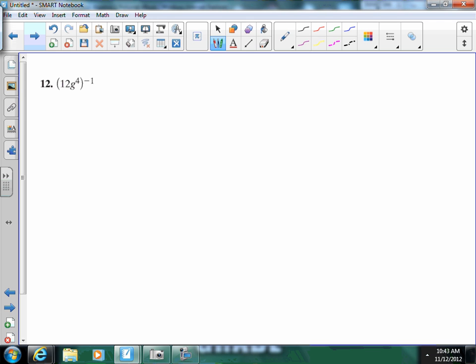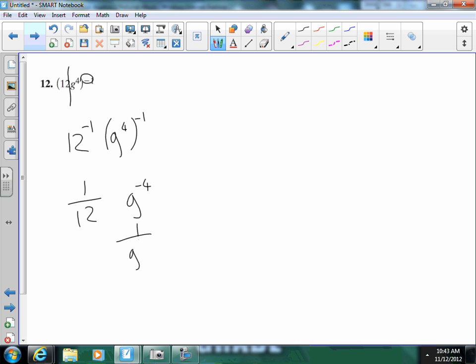Number 12. It's 12 to the negative 1, g to the 4th to the negative 1. So this is made up of two terms, 12 and g to the 4th. They're both raised to this power. That becomes 1 over 12. G to the negative 4 becomes 1 over g to the 4. So it becomes 1 over 12g to the 4th.